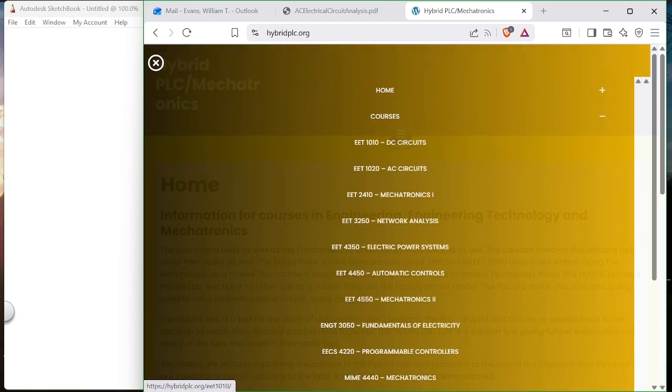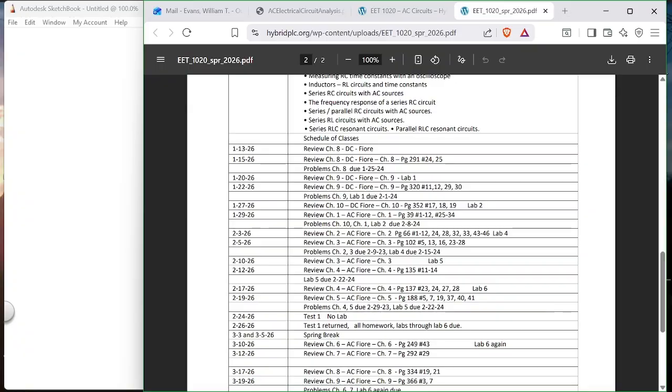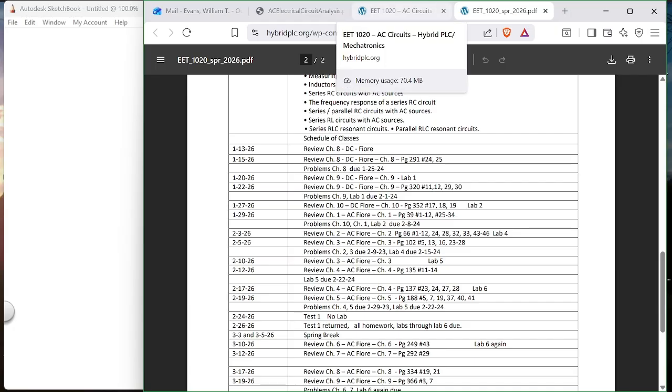So under courses 1020 syllabus, we go down here and look. There's lab number 2. So we do lab number 1, then lab number 2, and it's due, and then the next one due is lab number 4. So we skip lab number 3. Let's go back and look at it.